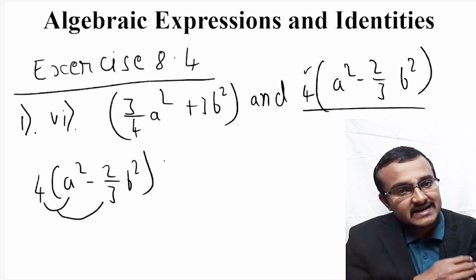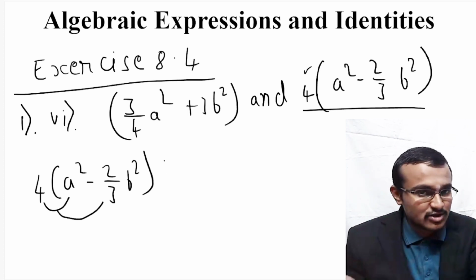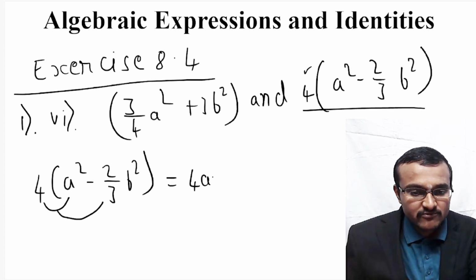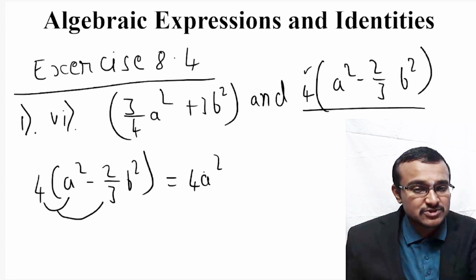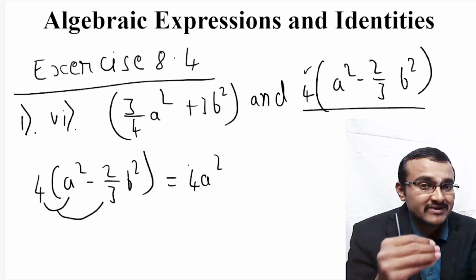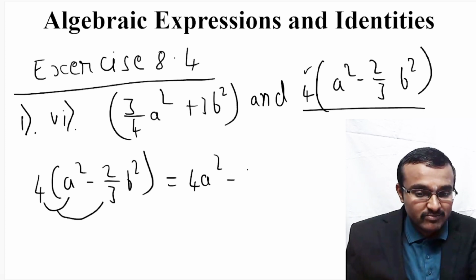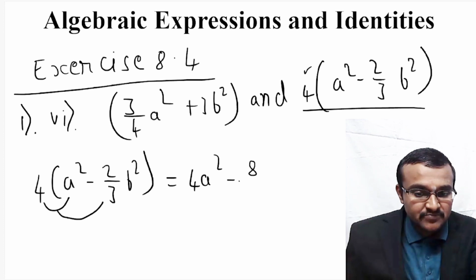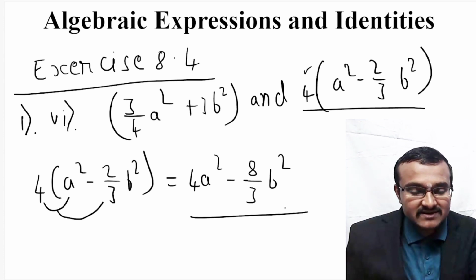In multiplication, you can directly multiply numerator and numerator, denominator and denominator. When you multiply 4 with a square, it will be 4a square. When you multiply 4 with minus 2 by 3, it will be 4 by 1 into 2 by 3. Plus into minus will be minus. 4 into 2 is 8, 1 into 3 is 3, so 8 by 3. So minus 8 by 3 b square. This is the second term.